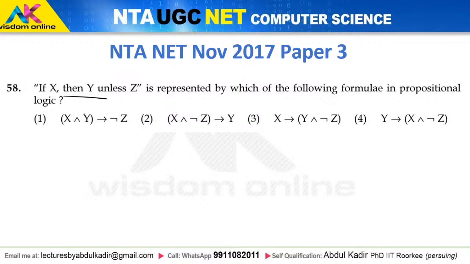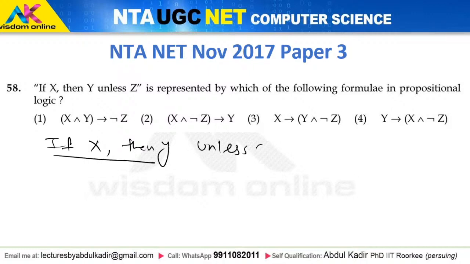So if x then y unless z, we have already solved this. I had said that unless has the same meaning as or. This we have already covered in our lecture. Now what is this statement? This statement is basically if x then y unless z. Okay, so what is the meaning of this statement? It means if x then y, unless z.